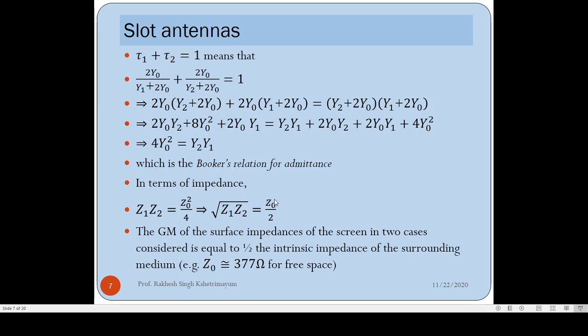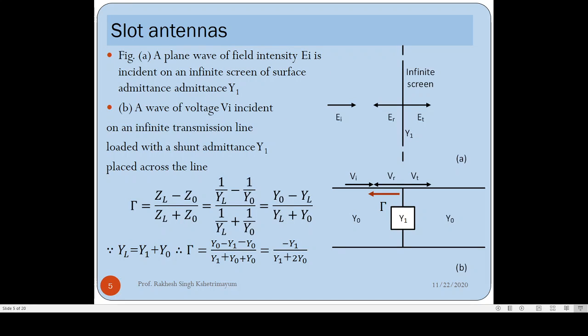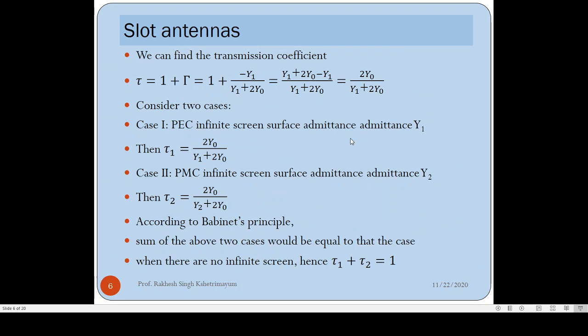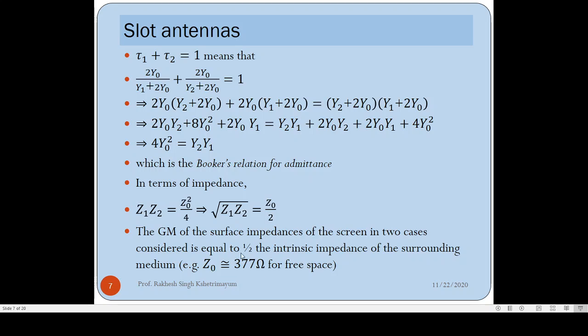Where Z0 is the intrinsic impedance of the surrounding medium. Look at this, this is the original problem. We have considered you have an incident electric field, you have a reflected electric field at the infinite screen. Some of it is transmitted. Y1 was the admittance. So now, what is the impedance of free space? Free space impedance is around 377 ohm. So Z0 is actually the impedance of the surrounding medium, which is approximately 377 ohm. So the square root of Z1 Z2 should be equal to 377 by 2.